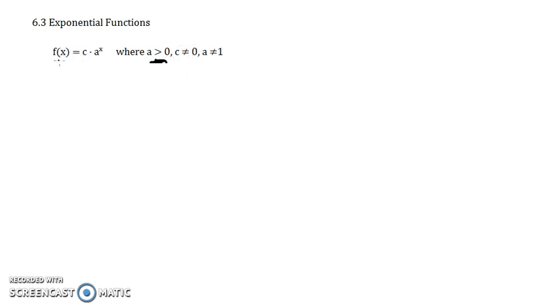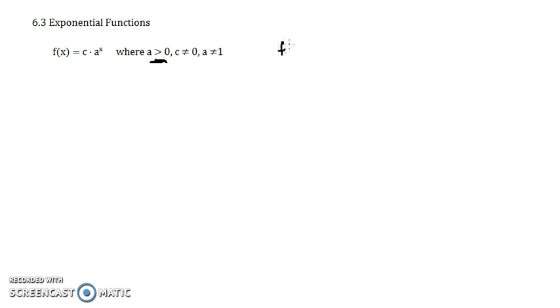Now c can't be 0, because if this was 0, the whole thing would be 0. Again, not exponential anymore. And a can't be 1, because 1 to the anything is just 1. And it's not exponential anymore. So these two aren't that big of a deal. It's not like the function's not going to exist. It's just they wouldn't be exponential if that was true. Okay, so the base is positive. That's going to be kind of a big deal.